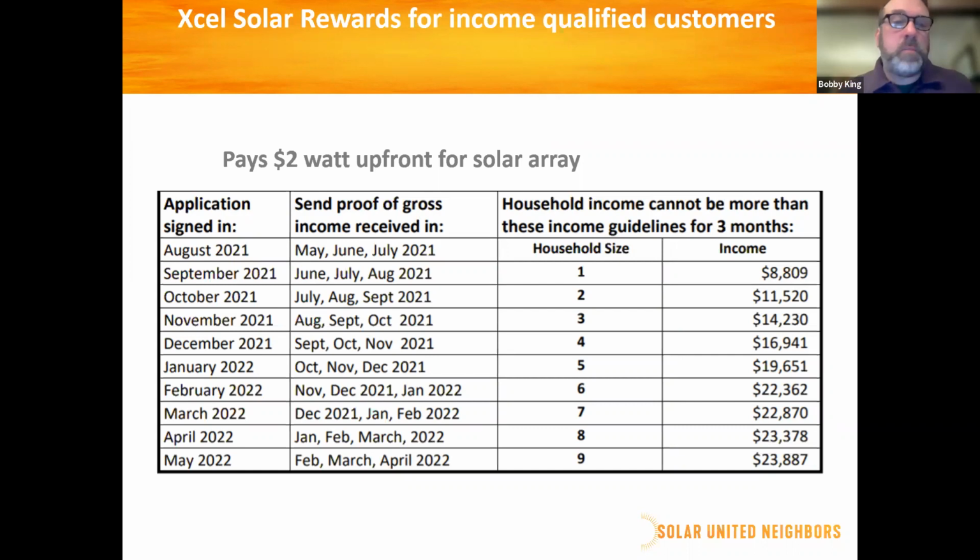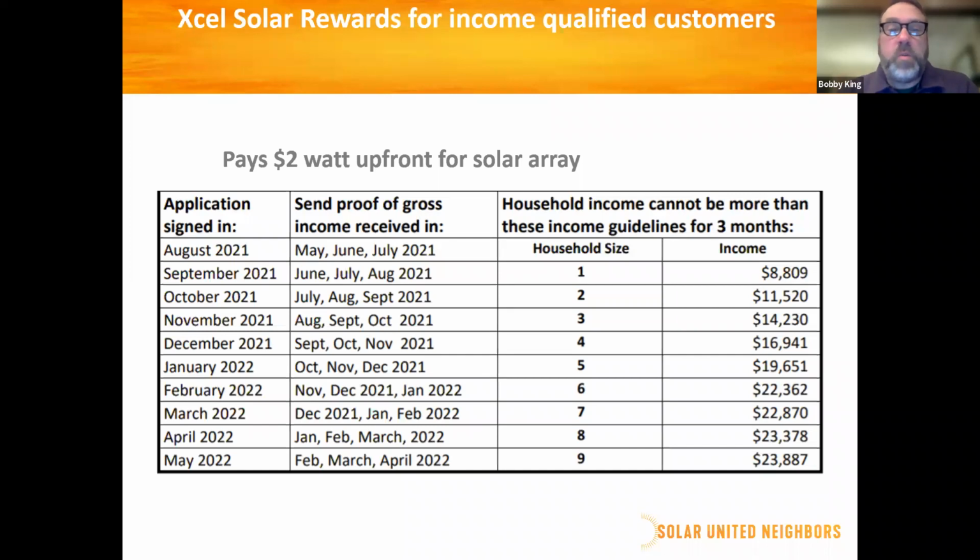Excel also has an income qualified program, which pays $2 a watt upfront. It's a pretty healthy incentive. And they use the same criteria as the federal government uses to qualify for heating assistance. So it's a 3-month look back. And there you'll see the income guidelines.